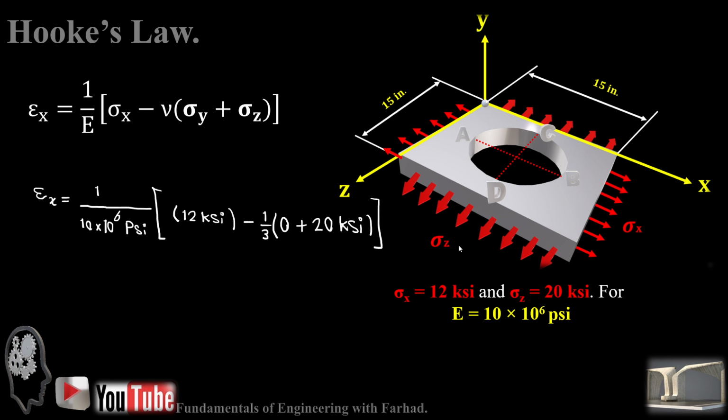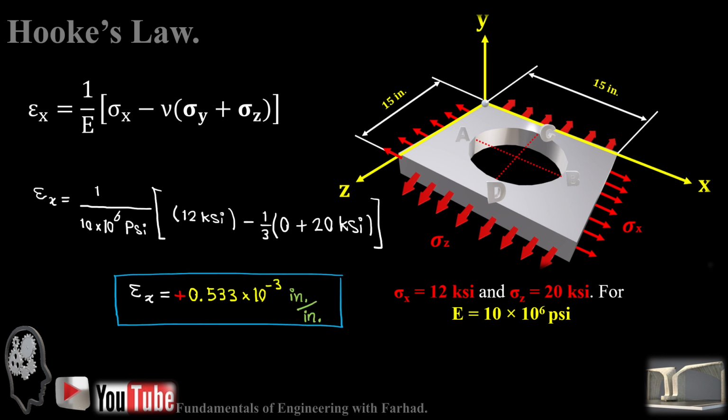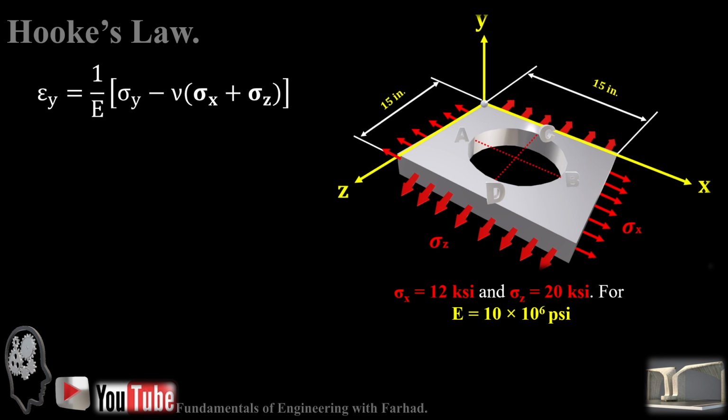Epsilon x is, if you just replace the modulus of elasticity, 1 over 10 to the 7 psi, in parentheses sigma x is 12, minus nu, which is 1/3, times sigma y. We don't have any stress in the y direction, so that goes to 0, and then plus sigma z, which is 20 ksi. If you do the math, it gives you a positive 0.533 times 10 to the negative 3 inches per inch. That's epsilon, or the strain, in the x direction.